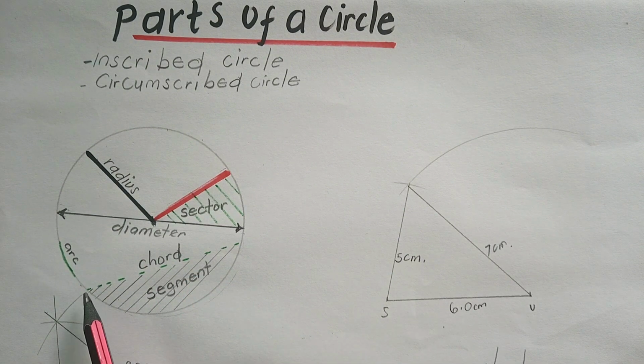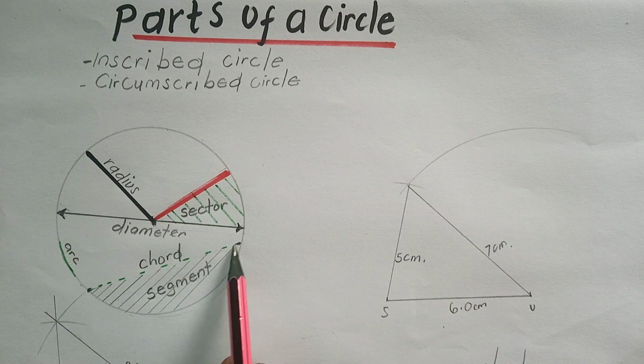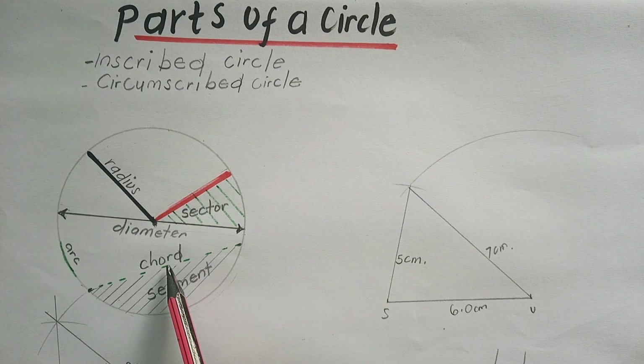Now the chord, the distance from here like that to any other point here is called the chord. A chord is a line segment that connects any two points on the circumference of the circle. So this is our chord.